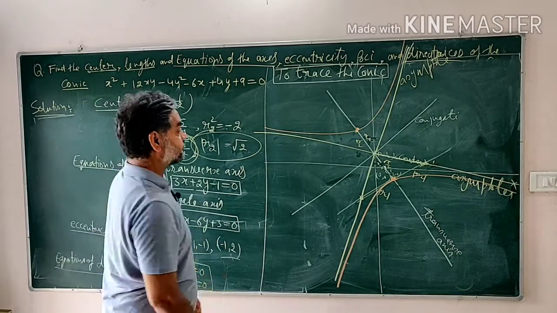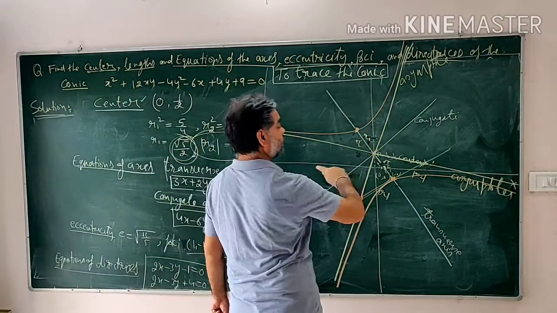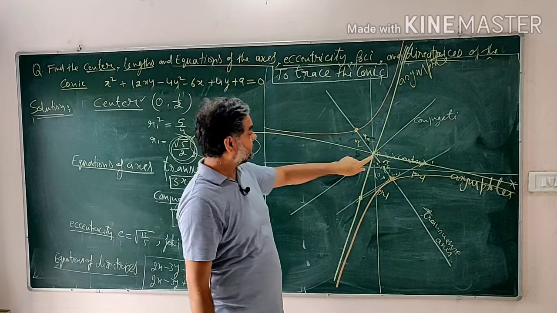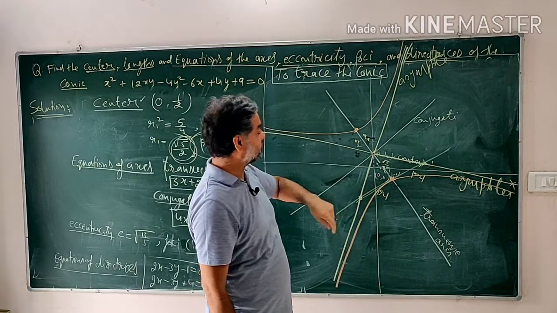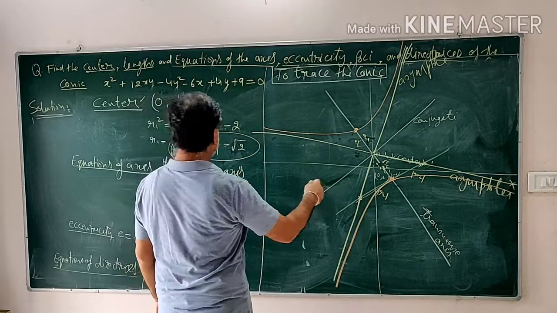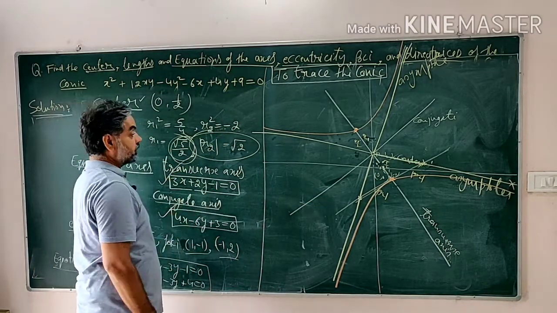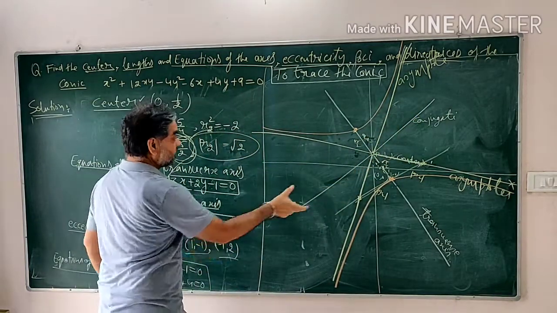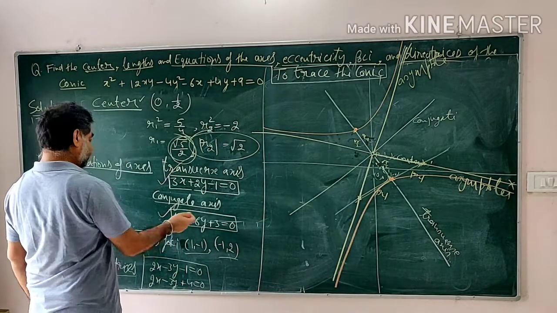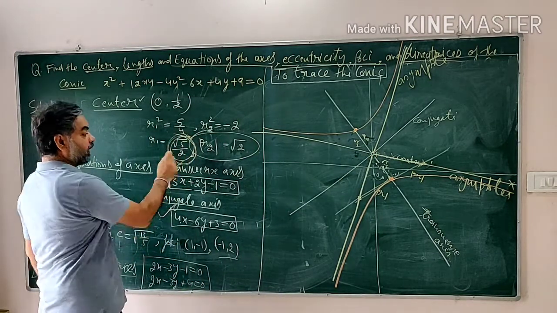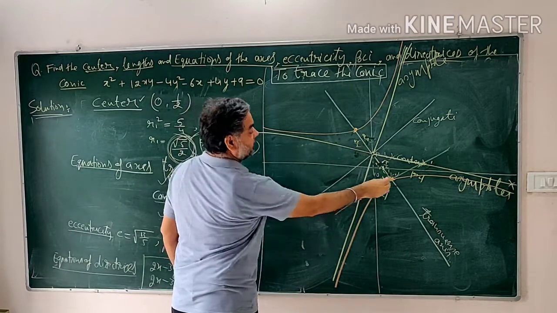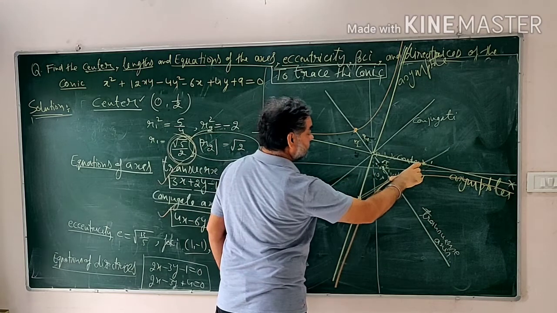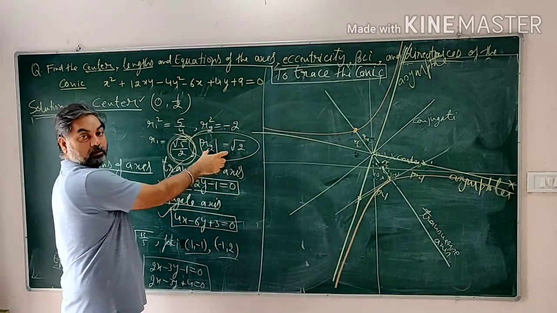How have we drawn it? Draw the x-axis and y-axis. First of all, find the center on the graph. This is the point 0, 1 by 2, the center. On the center, you draw the transverse axis and conjugate axis. On the transverse axis, cut the length equal to r1 on this side and this side, and at these points draw perpendicular lines, and on these perpendicular lines cut the length equal to modulus of r2.